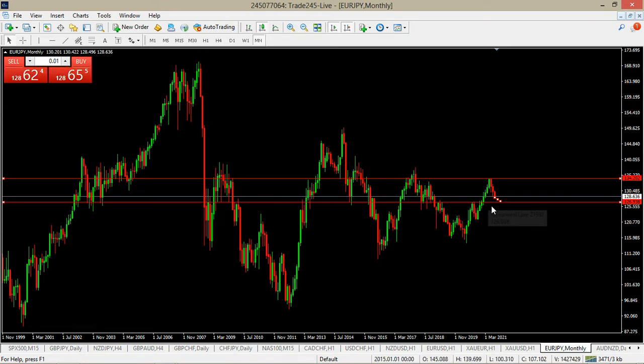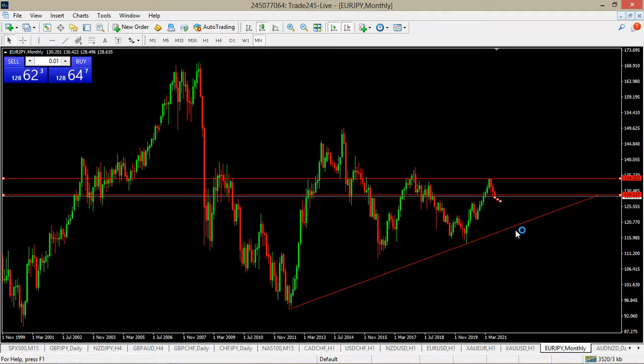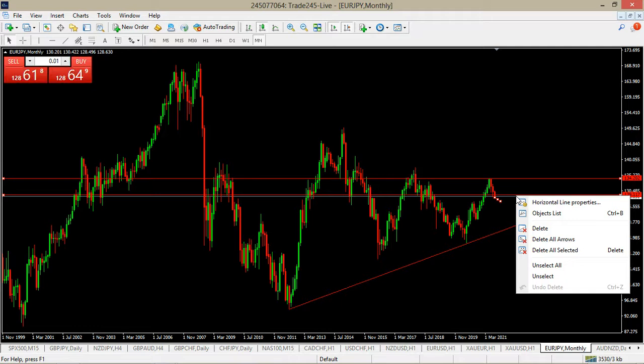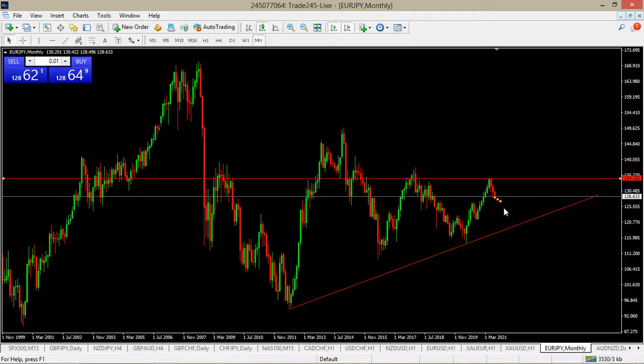But if it doesn't break this level, we know that the market is going to continue with a buy, and then we'll see a buying movement. And then we can also put our trend line here, just in case the market breaks that level. We should know where would be our next 10. Okay, so about that, let me just clear that one out.